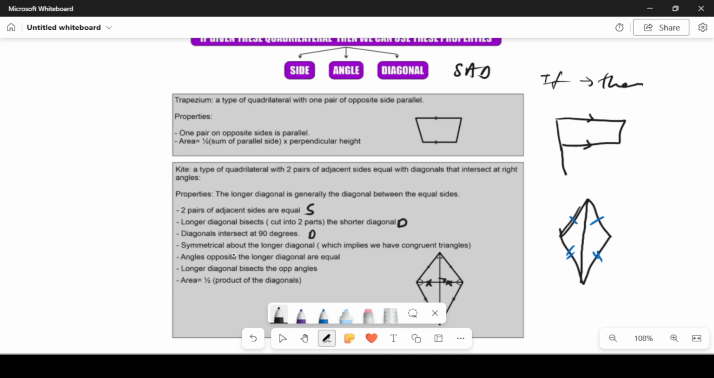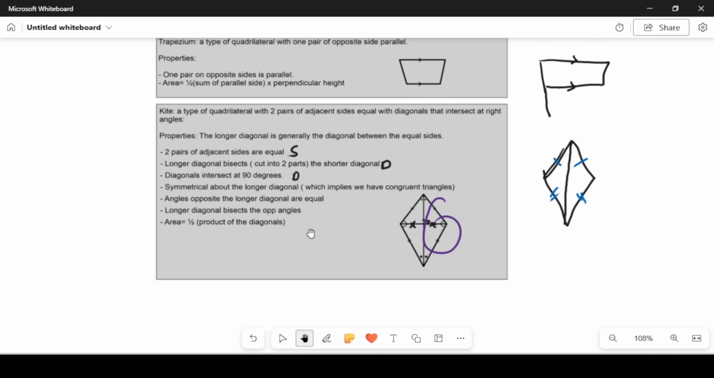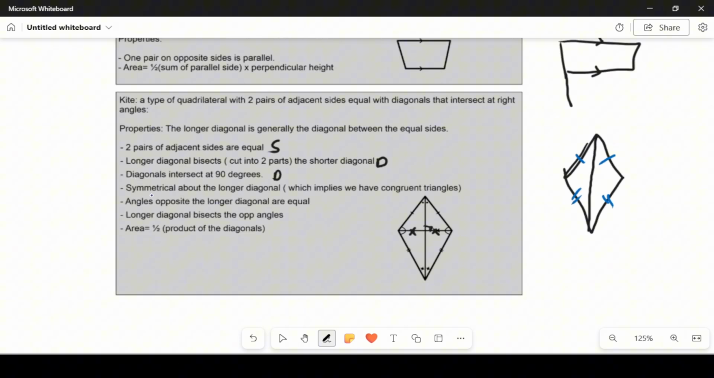The kite is symmetrical about the longer diagonal. So whatever you have on this side will be the same as whatever you have on that side. So then we can bring in congruency, because they are the same. You can see it makes sense. This and this is the same. This here and this here is the same. And we have this here to be common. So using sides, we can prove this property, or we can validate the property.